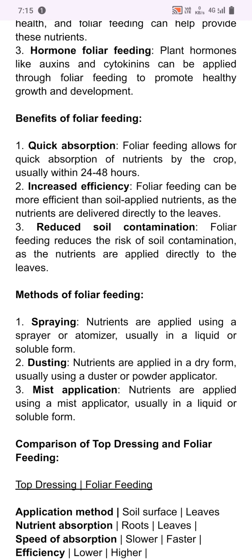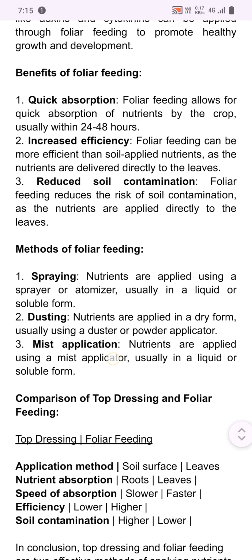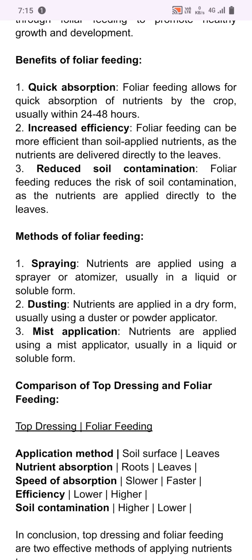Quick absorption. Foliar feeding allows for quick absorption of nutrients by the crop, usually within 24 to 48 hours. Foliar feeding can be more efficient than soil applied nutrients as the nutrients are delivered directly to the leaves. Reduced soil contamination. Foliar feeding reduces the risk of soil contamination as the nutrients are applied directly to the leaves.